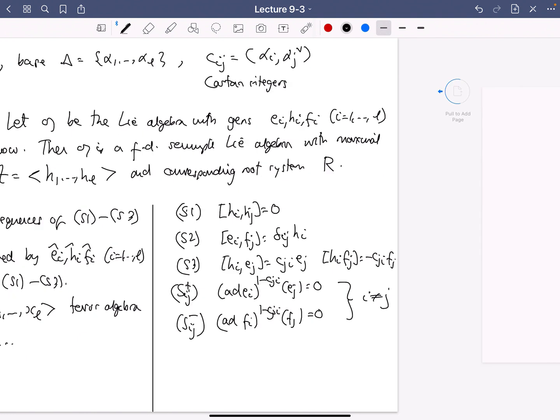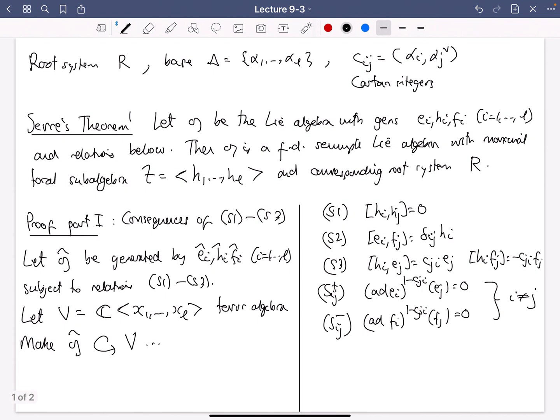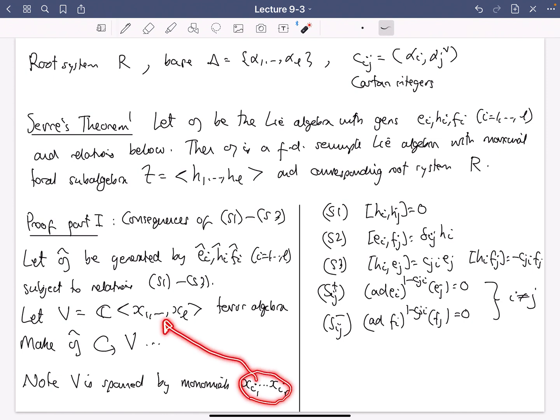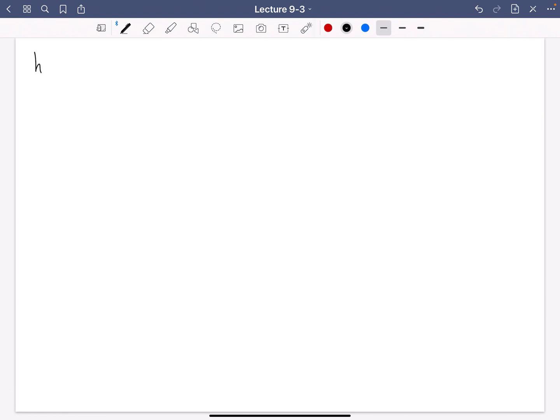Maybe I can write one more thing here. V has a basis given by the monomials. When I write x_i1 through x_ir, that r could be anything greater than or equal to 0. These, for all sequences i_1 through i_r from our index set I, give a basis for that tensor algebra. Okay, so that's the monomial basis. So I'm going to define the action of the generators of G hat on the basis. So h_j is going to act diagonally. On the monomial x_i1 through x_ir, it's going to act as minus (c_i1j plus through c_irj), just that scalar times x_i1 through x_ir.